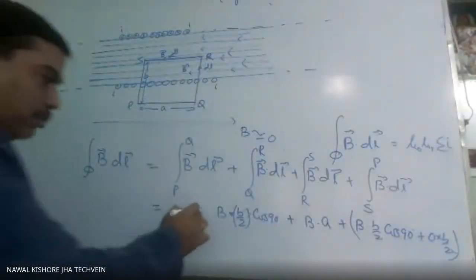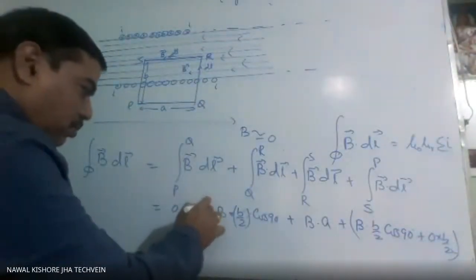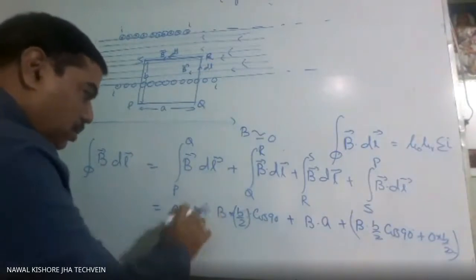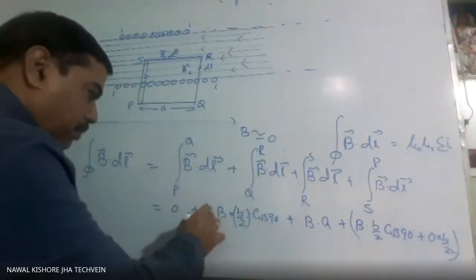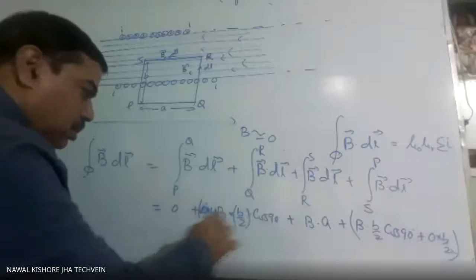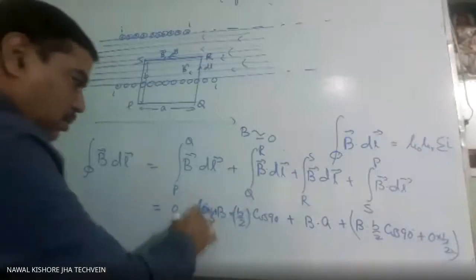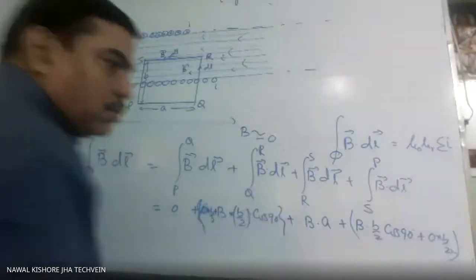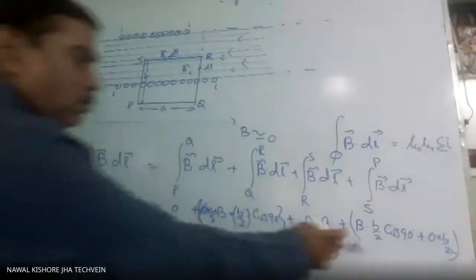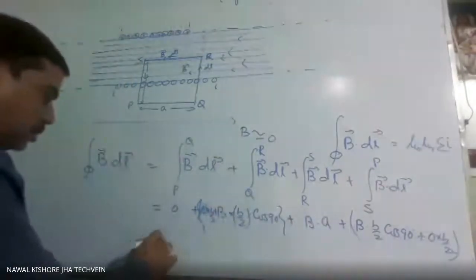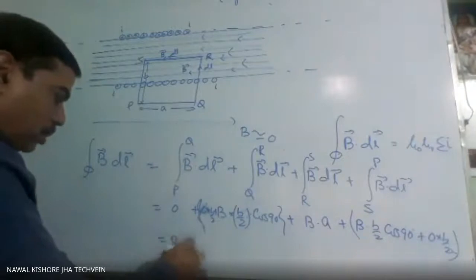Here also, in the same way, you can say B into 0, that is B0, into V by 2 plus this. So this is 0, only this much is left: B into A.